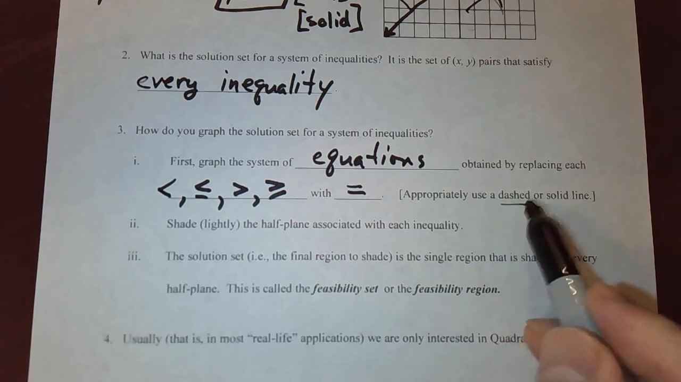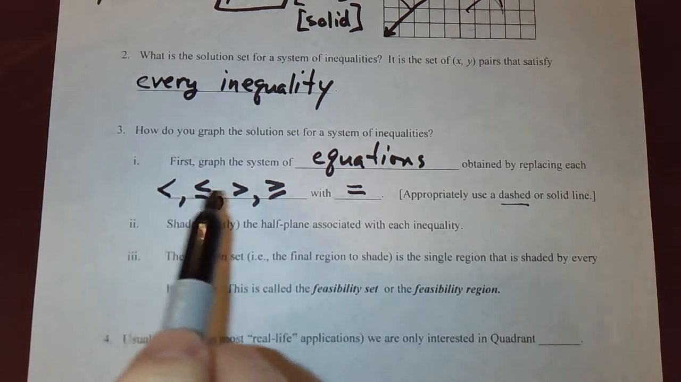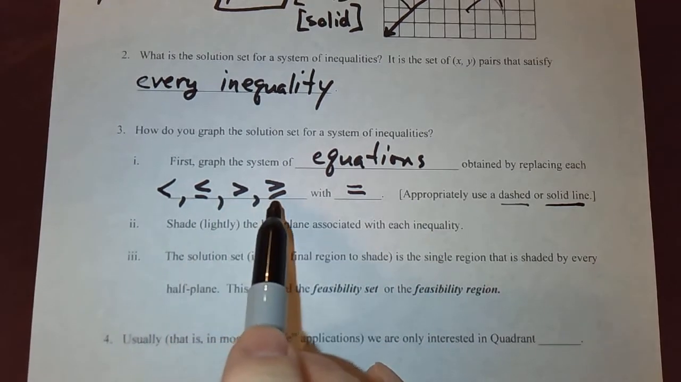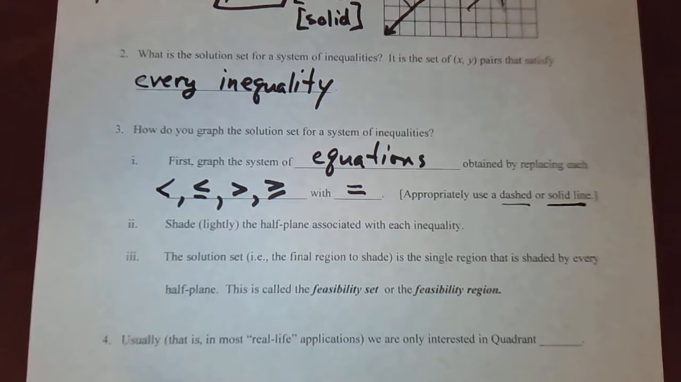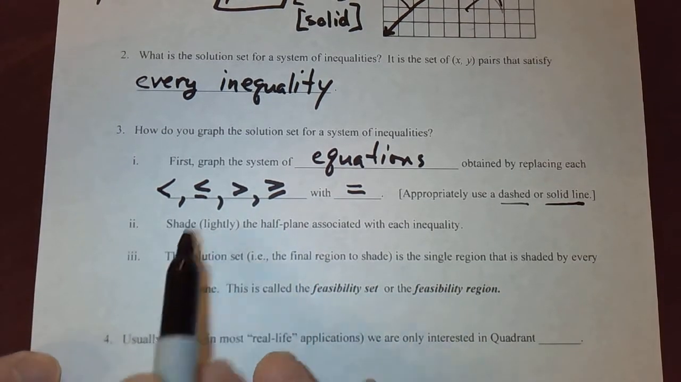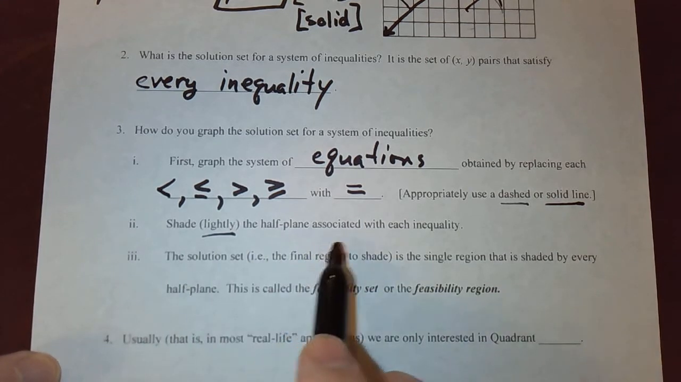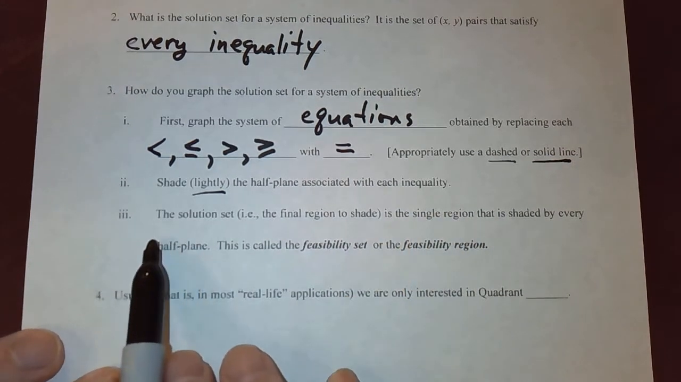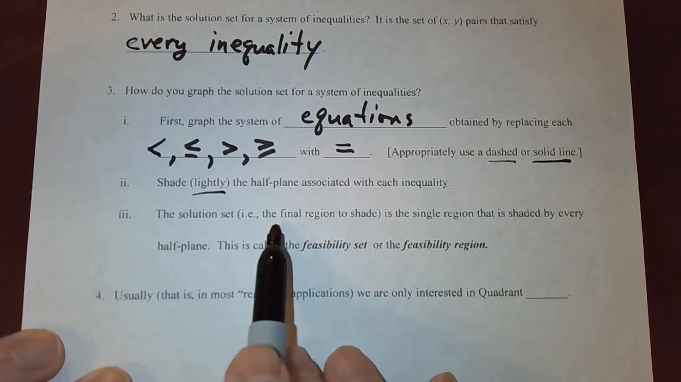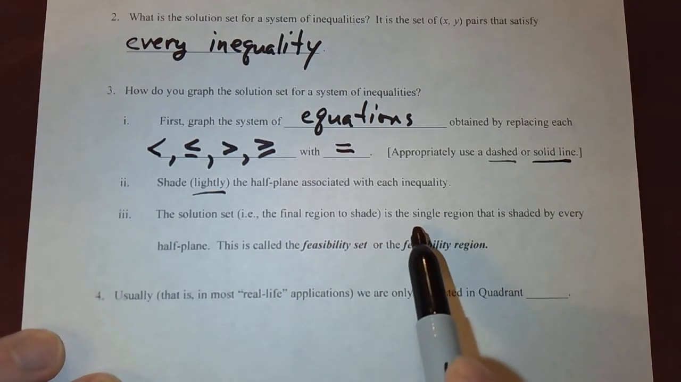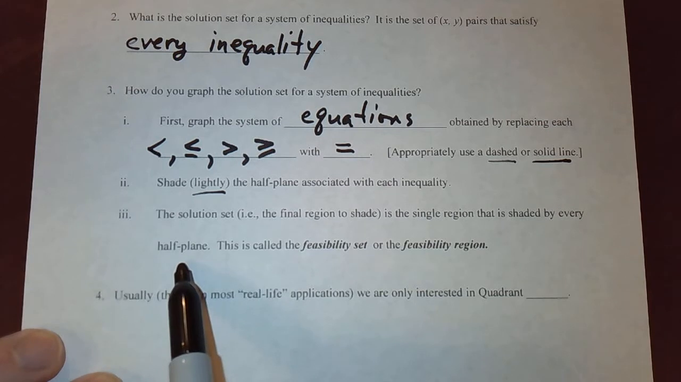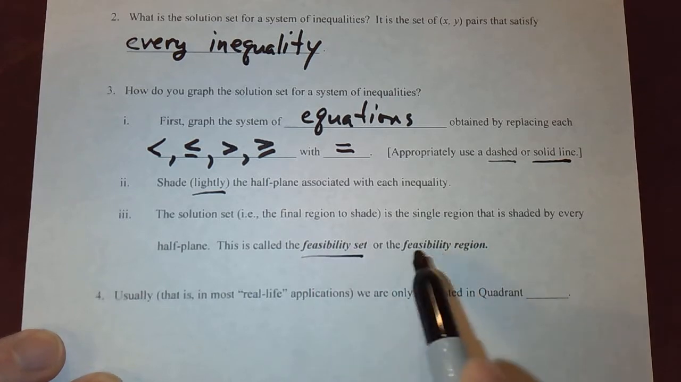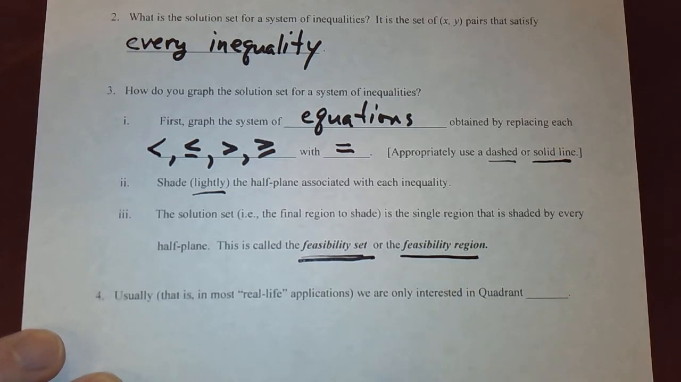And remember to use a dashed line for the strict inequalities, for this first one and third one, and use a solid line for the second one and the fourth one, the ones that include the equal sign. Next, shade lightly the half plane associated with each inequality. Then your final solution, the final region to shade, is the single region that is shaded by every single half plane. And once you're done, this is called the feasibility set, or the feasibility region, and we'll learn why later.